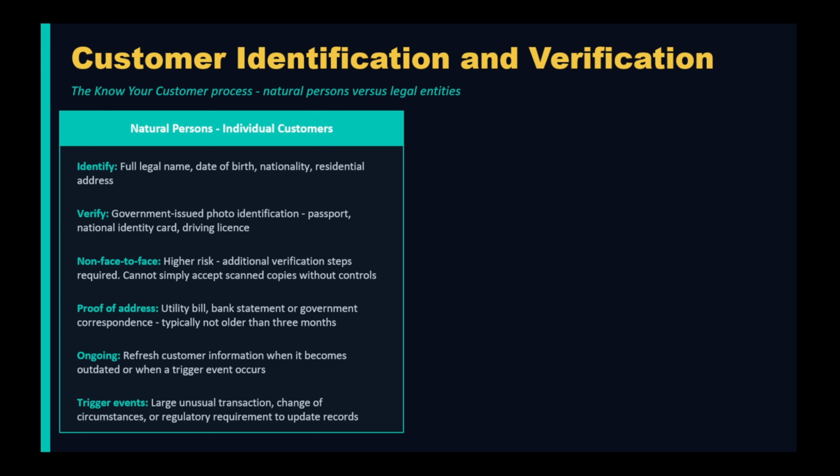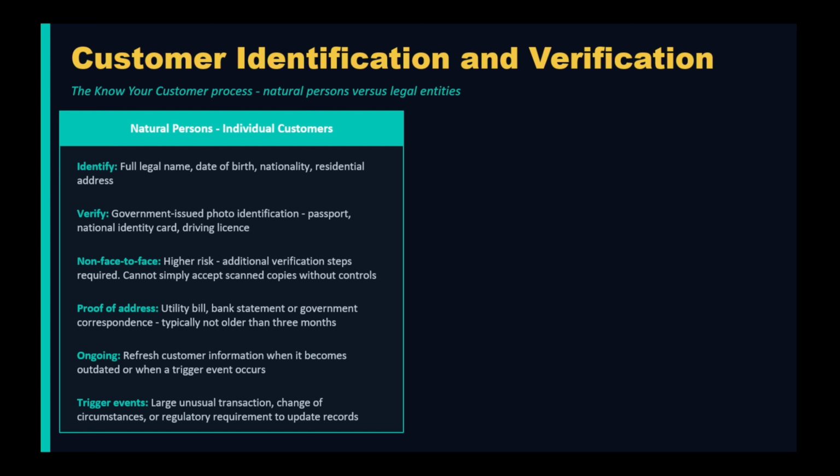Let's look at it. How do we verify individual customers and legal entities? The first one is natural persons, or individual customers. For individual customers, you must identify full legal name, date of birth, nationality, and residential address. You must verify this information using government-issued photographic identification: a passport, a national identity card, or a driving license.